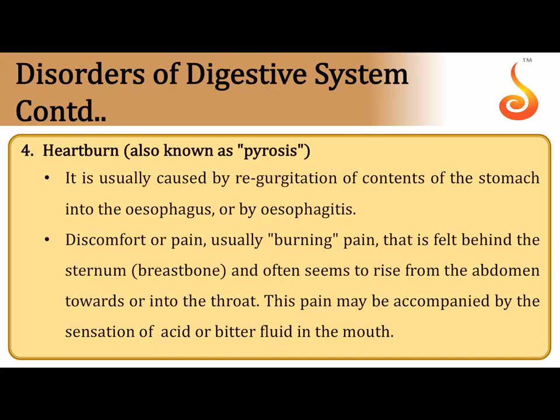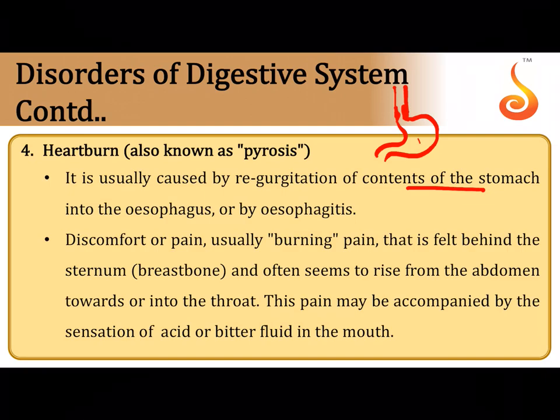Heartburn or pyrosis, usually caused by regurgitation of contents of the stomach. You all know that between the esophagus and the stomach, I had told you that there is a valve or a sphincter. Can you recall and tell me what the sphincter was called? It was called the cardiac sphincter. It is a ring of muscles that is present at the junction of the esophagus and the stomach.